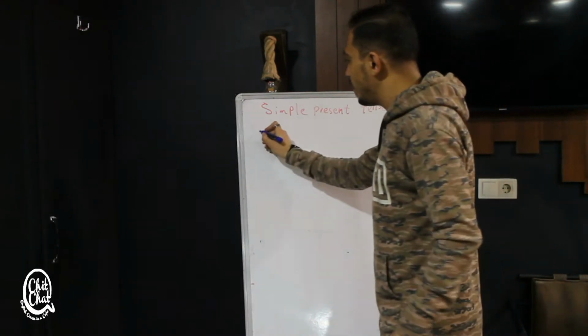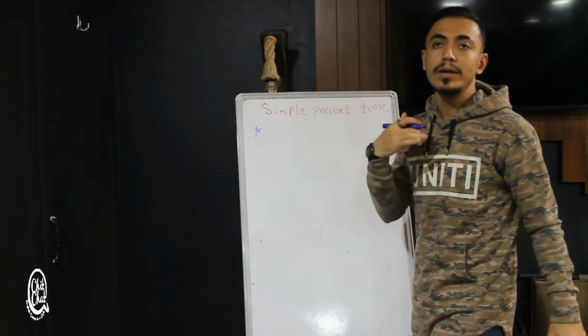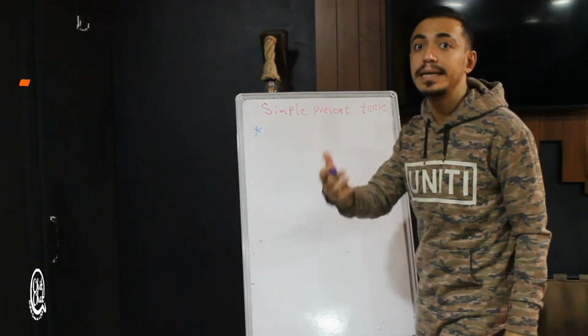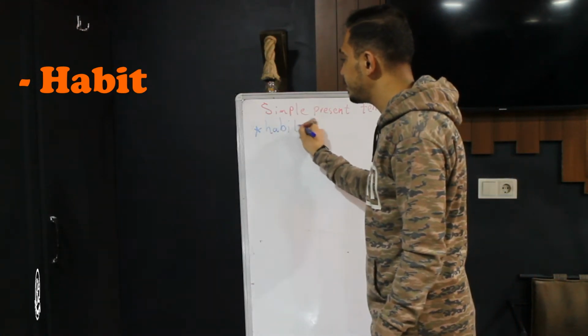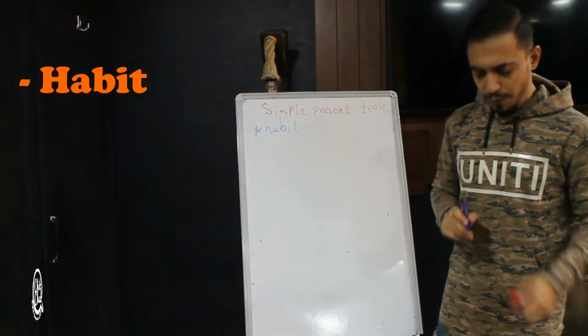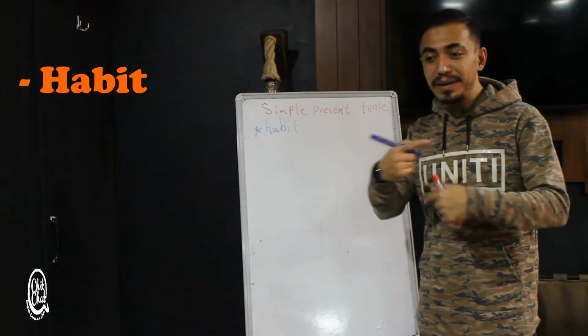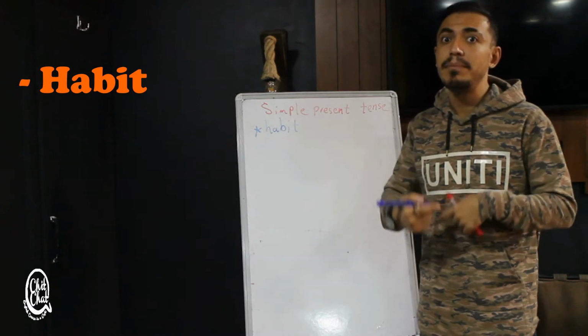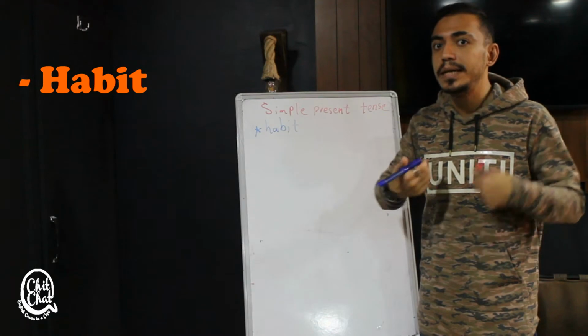So, for number one, we use simple present tense when you want to talk about your routines, something which is your habit. What do I mean? For example, we have English class every day. It's something that we repeat. So I can say it's a kind of repetition or routine for us.